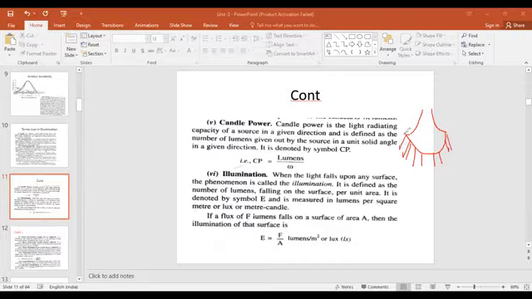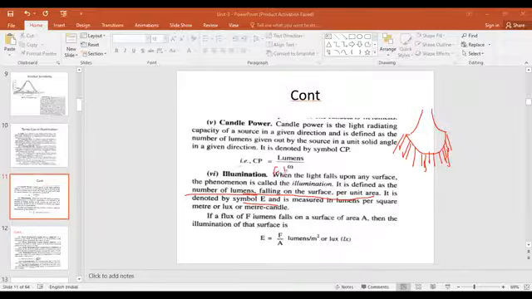That produces the effect on the surface, and we can see things. That effect is called illumination. Technically, how do we define this? The number of lumen falling on the surface. Luminous flux: the unit of luminous flux is lumen, and the number of lumen falling on the surface per unit area is denoted by the symbol E.